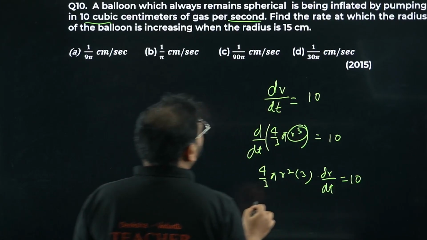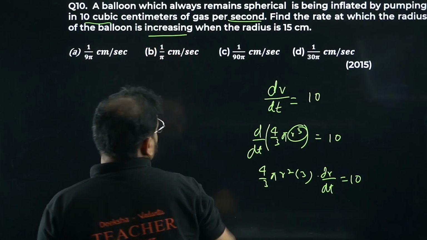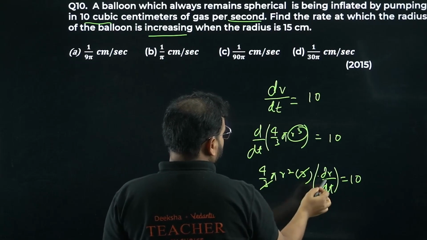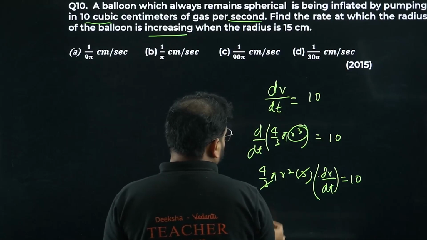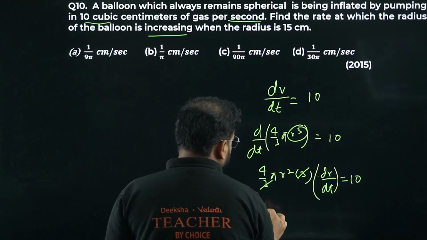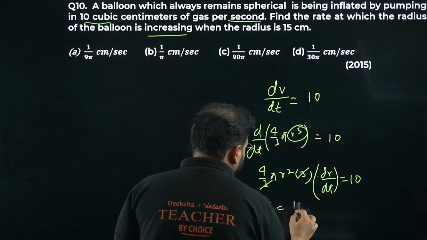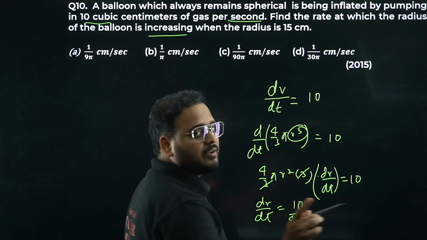What are they asking, sir? Find the rate at which the radius is increasing. They're asking dr by dt only, right? This is the unknown value over here. Please check, 3 and 3 are cancelled. I'm looking for dr by dt. Now what we're going to do on this side? You'll have dr by dt equals to 10 upon 4 pi r square.